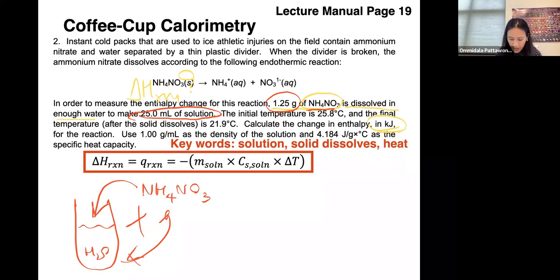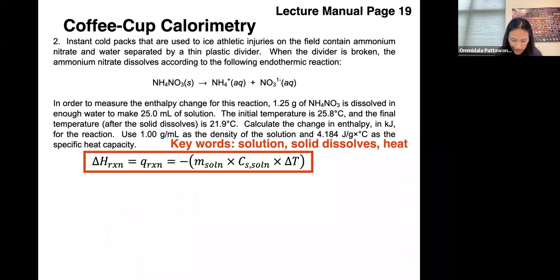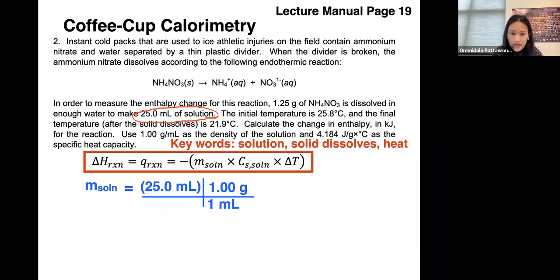So in this case, I'm going to use the volume of the solution. Because the volume of the solution is given, we know that the density is probably going to be given as well. Yep, and it's given to us. It's 1 gram to 1 milliliter. Again, the density might change with other problems, so don't stick with just 1 gram per 1 milliliter.